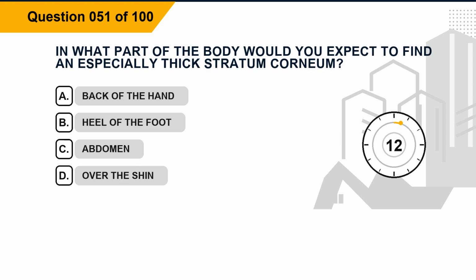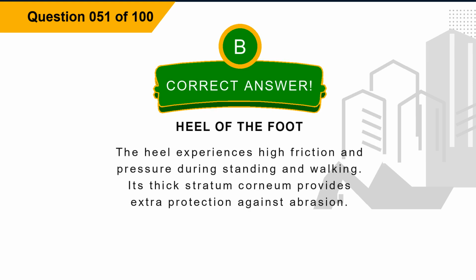Question 51. In what part of the body would you expect to find an especially thick stratum corneum? Option A, back of the hand. Option B, heel of the foot. Option C, abdomen. Option D, over the shin. The correct answer is option B, heel of the foot. Explanation: the heel experiences high friction and pressure during standing and walking. Its thick stratum corneum provides extra protection against abrasion.